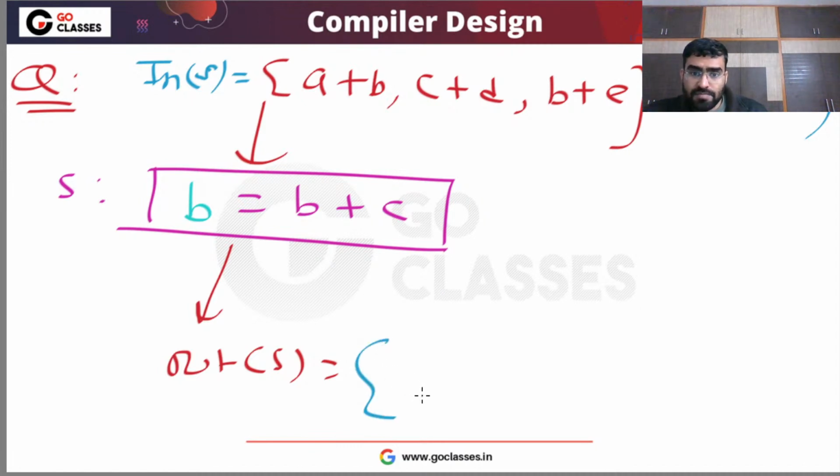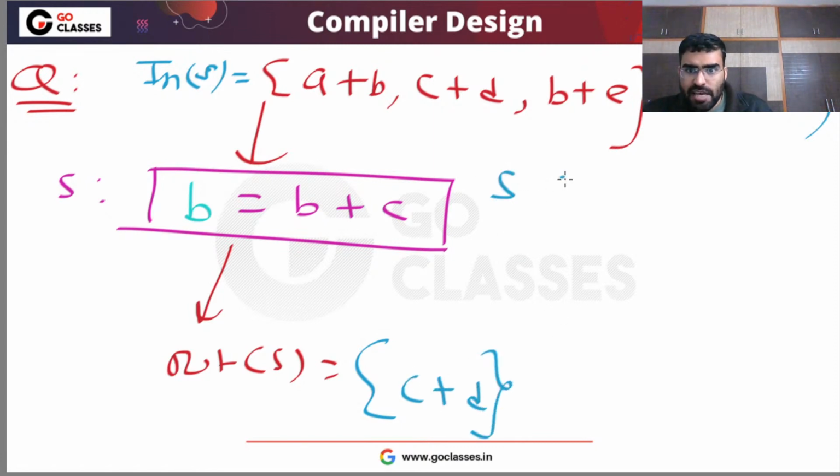You can notice that B plus C will be generated, but then it will be killed. Yes or no? B plus C will be generated, but then it will be killed. So you can notice that only C plus D is here.